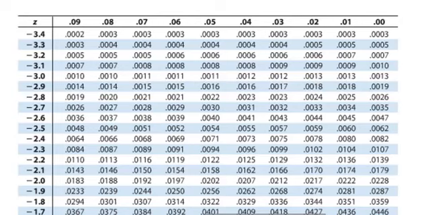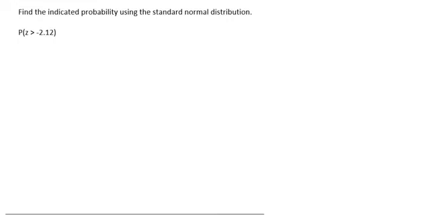Here is my z table, and I'm looking for the value of negative 2.12. So first find the first two numbers, negative 2.1. Then we're going to find the second value, the 0.02. Now where these two intersect, that will be the probability. And we can see here that the probability is going to be 0.0170. So I'm going to write down the value that I just found on my chart. But I'm not done yet.